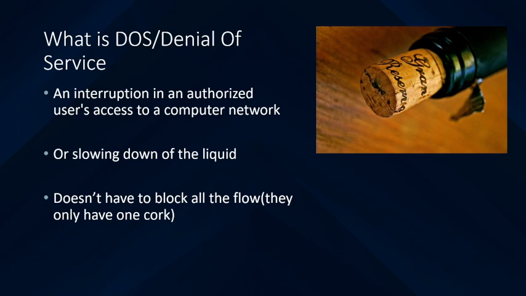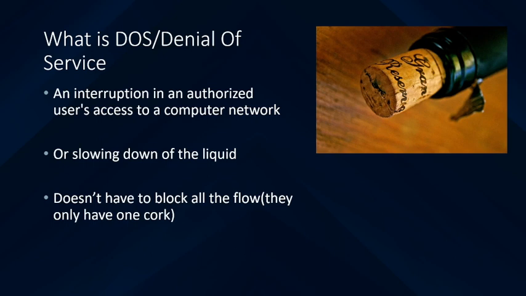And all they are trying to do with a DOS attack is slow down the amount of liquid that can be poured out of the bottle, or the amount of traffic that can go through the internet. So when they are attacking your network, they are just trying to put their thumb halfway over the end of the bottle most of the time. Because if you put your thumb halfway over the end of the bottle, the liquid slows down. If you put your thumb all the way over the end of the bottle, the liquid completely stops.